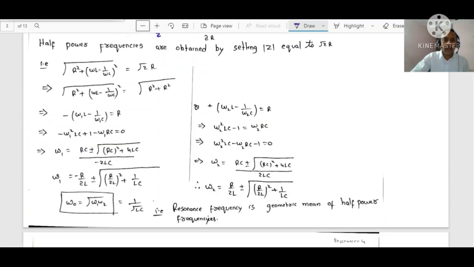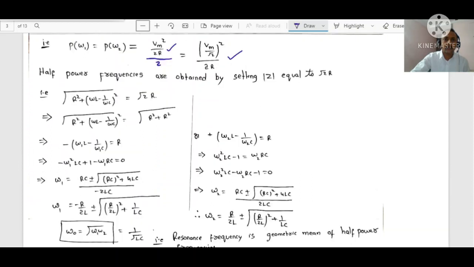Now you can find out omega 1 and omega 2 values. This derivation also you are having. Just now I have told you at half power frequencies we can obtain that. At half of the power, one rule is you simply make mod Z equal to root 2R. When the impedance is equal to root 2R, that is the point where the power is exactly half.